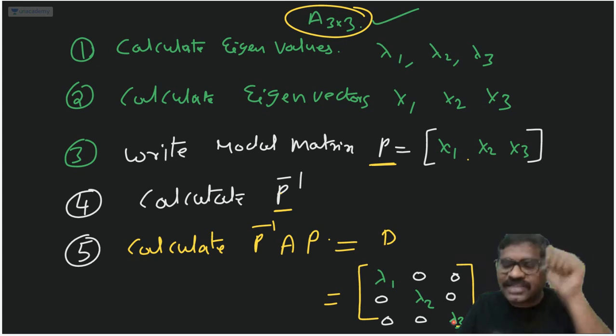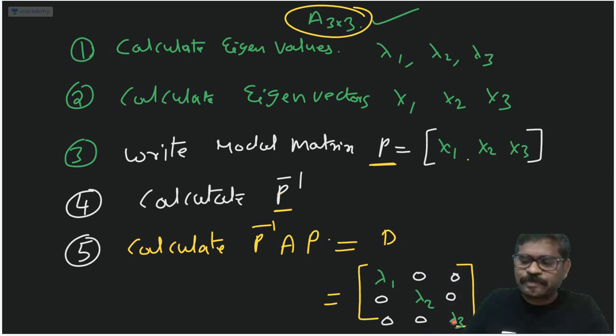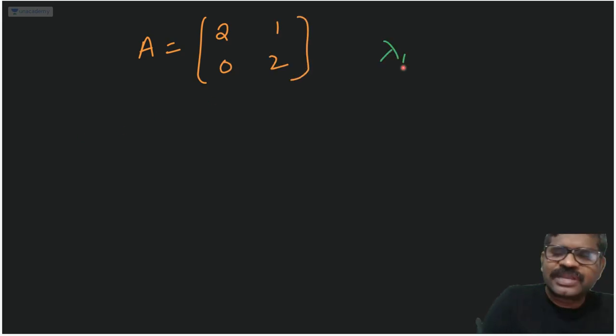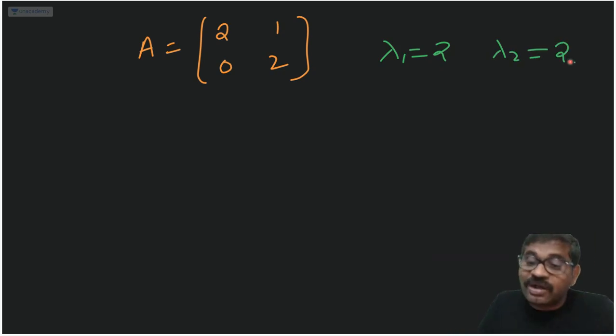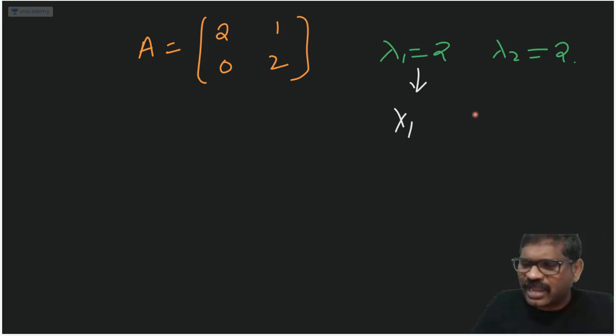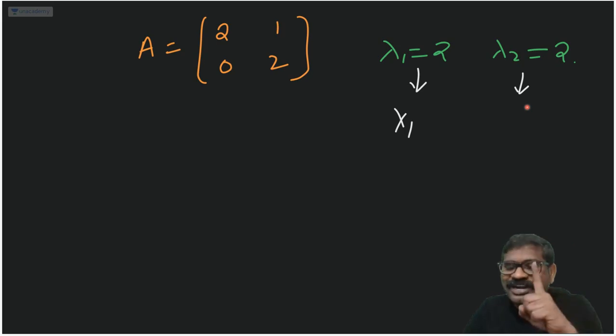What is the reason? I am explaining. In this problem 2102, you have two eigenvalues. Lambda 1 is 2, lambda 2 is 2. But you got only one independent eigenvector. X2 is not available. You have only one independent. Sir, what about X2? X2 is not available. Not available means you have to take a dependent one.